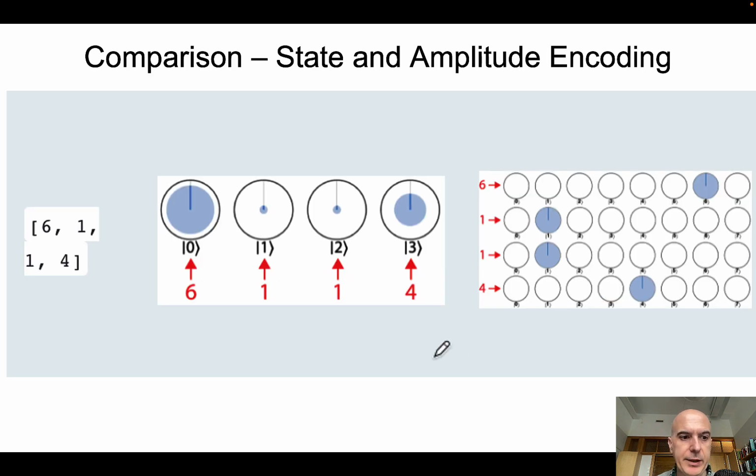And here is another example, for instance 6, 1, 1, and 4. So you see this corresponds to 6, 1, 1, and then 4. And so we encode it in the amplitude of this circle. And again, it is a major saving when it comes to the number of qubits we need in our system.